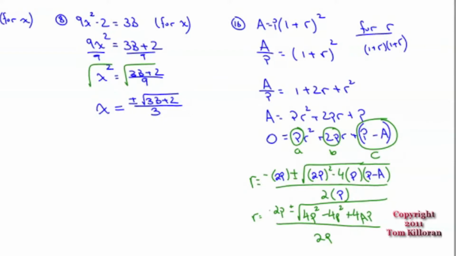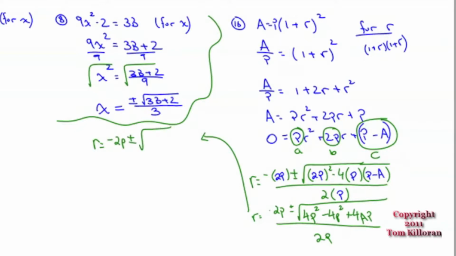They cancel. I'm going to bring it back up here. So we're going to get R equals negative 2P plus or minus the square root of, what's left under the square root? 4AP. The other two, 4P squares, cancel. So you get 4AP, all divided by 2P. Now there's only one last little simplification that can happen. The 2Ps cancel? Oh gosh, not through addition and subtraction. I mean, you could separate it: negative 2P over 2P plus or minus the square root of 4AP over 2P.